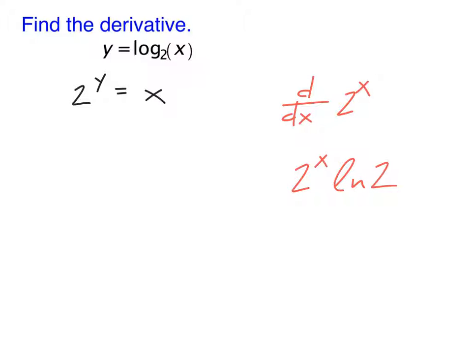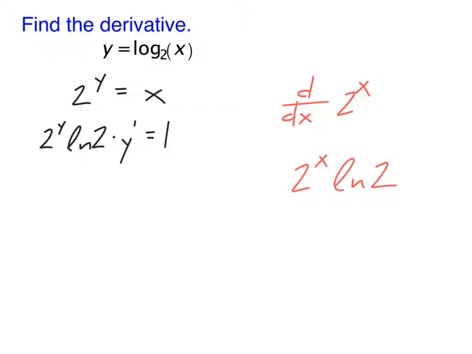Oh, we have 2 to the y. So if I'm going to find the derivative of 2 to the power of y, that means it's going to be 2 to the power of y ln 2 times the derivative of the inner function, because we're doing chain rule here, with y being our inner function. So it's going to be times y prime, and that equals the derivative of x, which is 1.